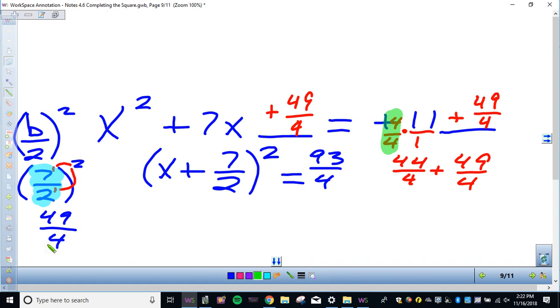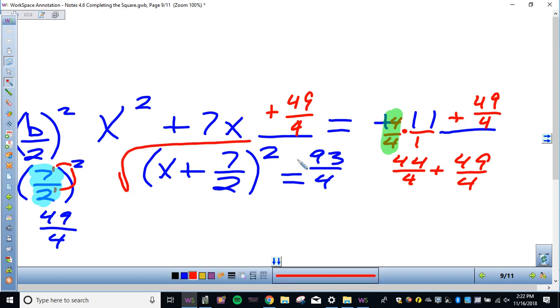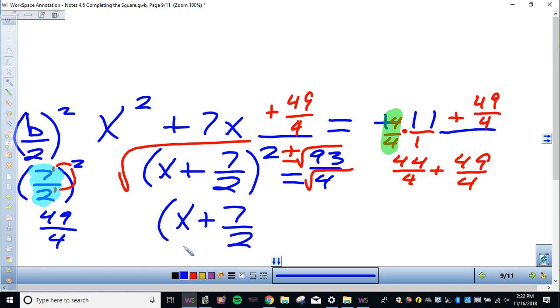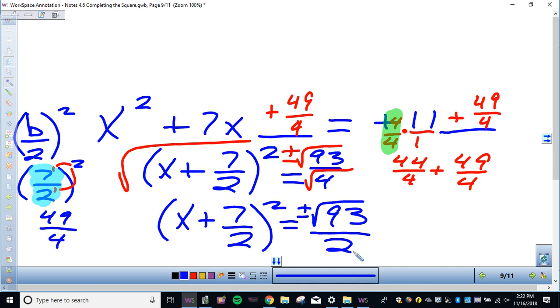Okay? And then when I look over here, we can just square root both sides. And it's important that you square root top and bottom on the right. And I'm square rooting top and bottom because 4 square roots evenly. So I end up with x plus 7 halves squared equals plus or minus square root of 93 over 2.